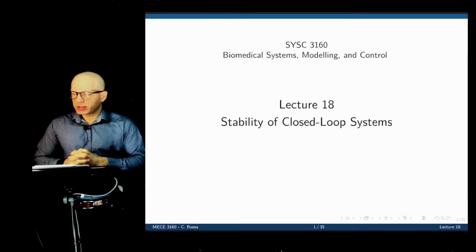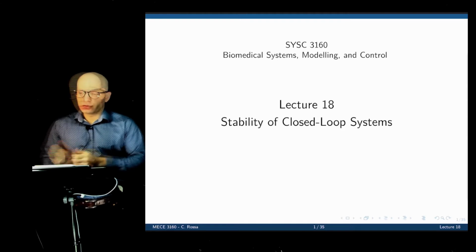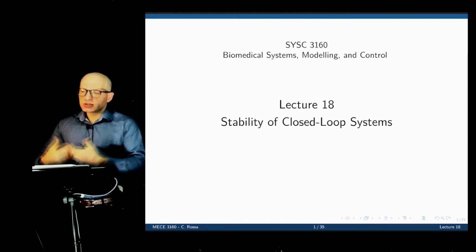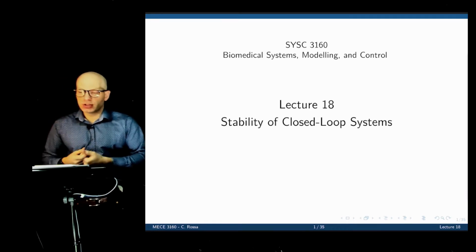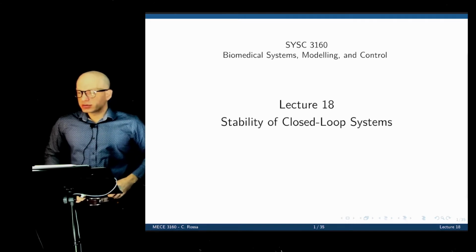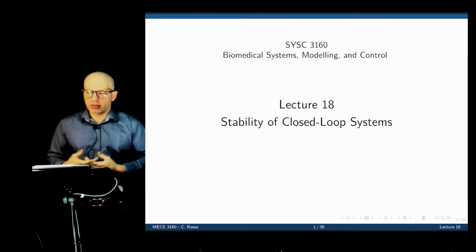Today we're going to look at the stability of closed-loop systems. We have done analysis on transient and on steady-state error. All those analyses were under the assumption that the system is stable. That is, the system reaches a final steady state and settles at a given point. It does not diverge to infinity, it does not become unstable.